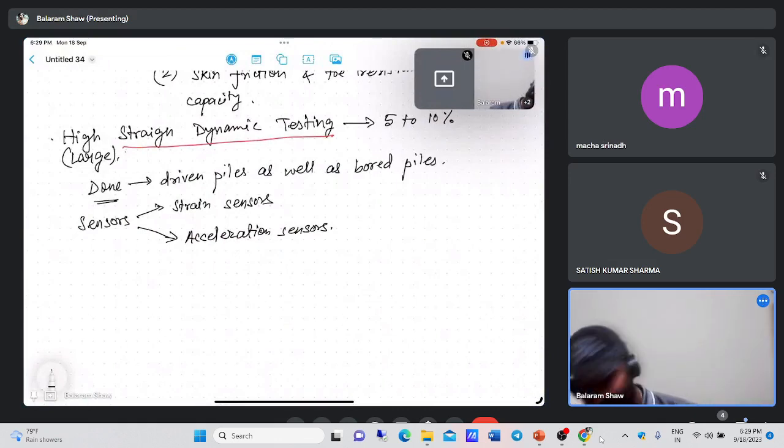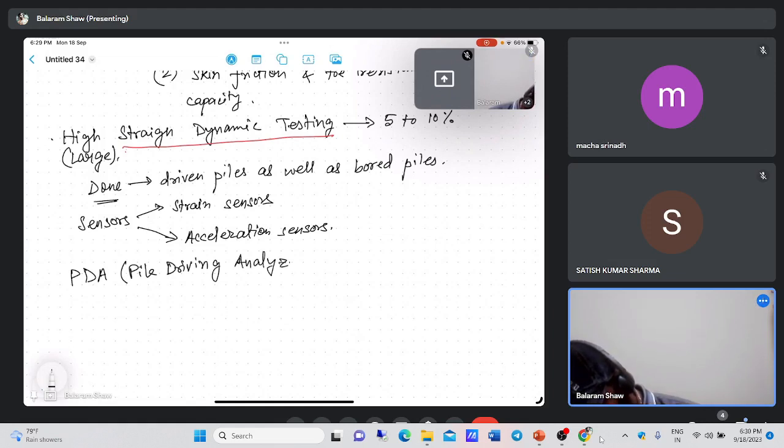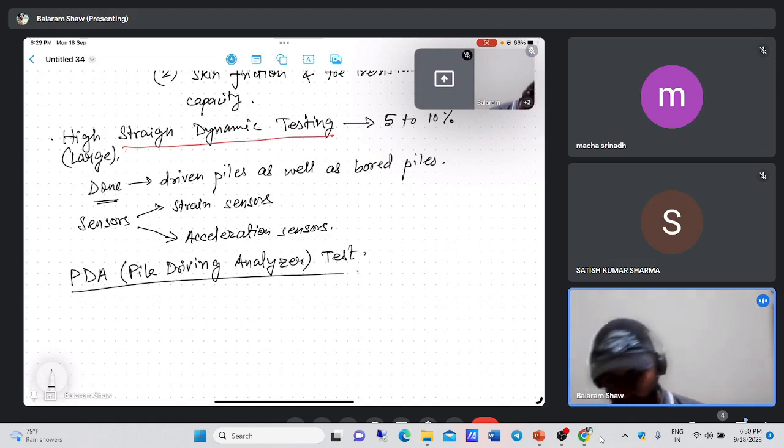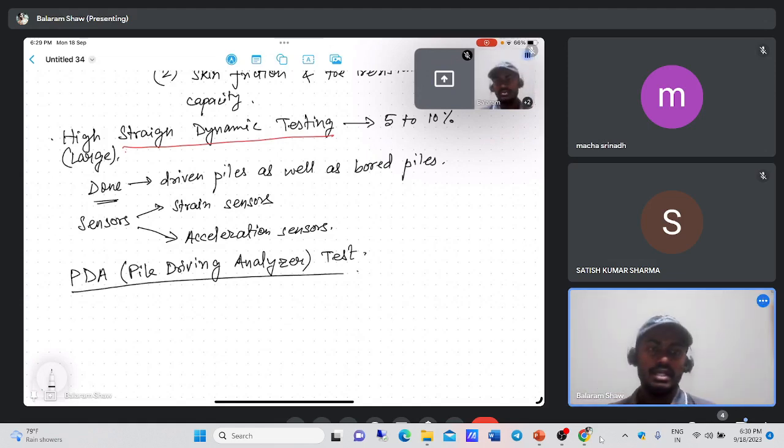So the test is known as the PDA test, or pile driving analyzer test. In this pile driving test, we will know the dimension of the pile, like what is the cross section of the pile and what is the length of the pile.